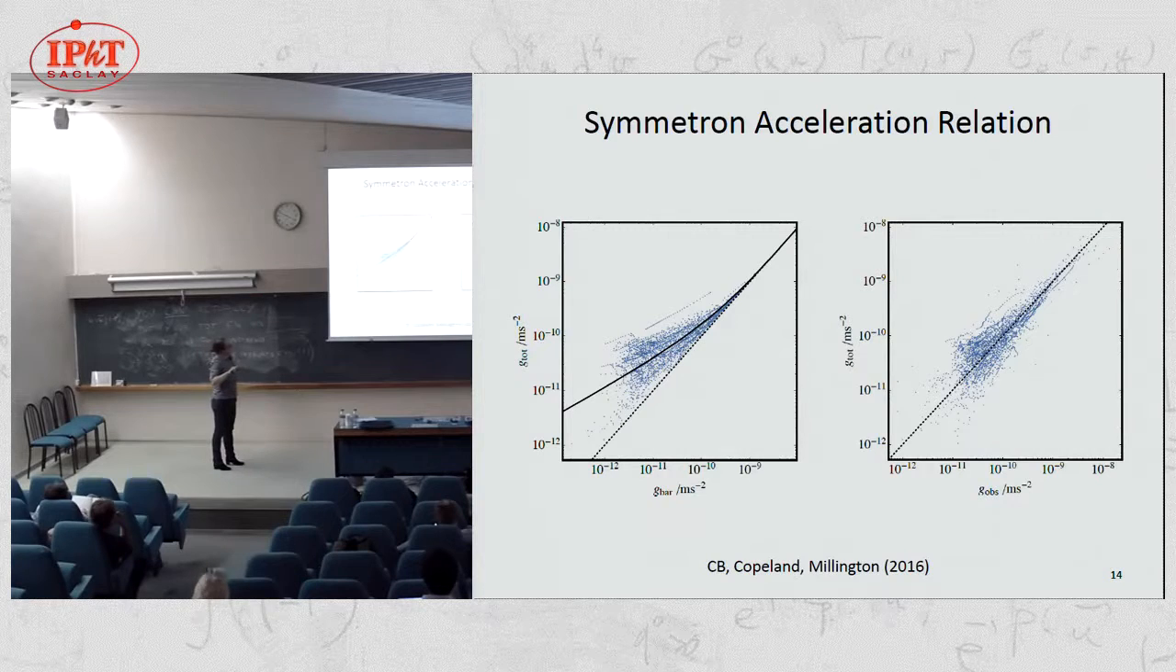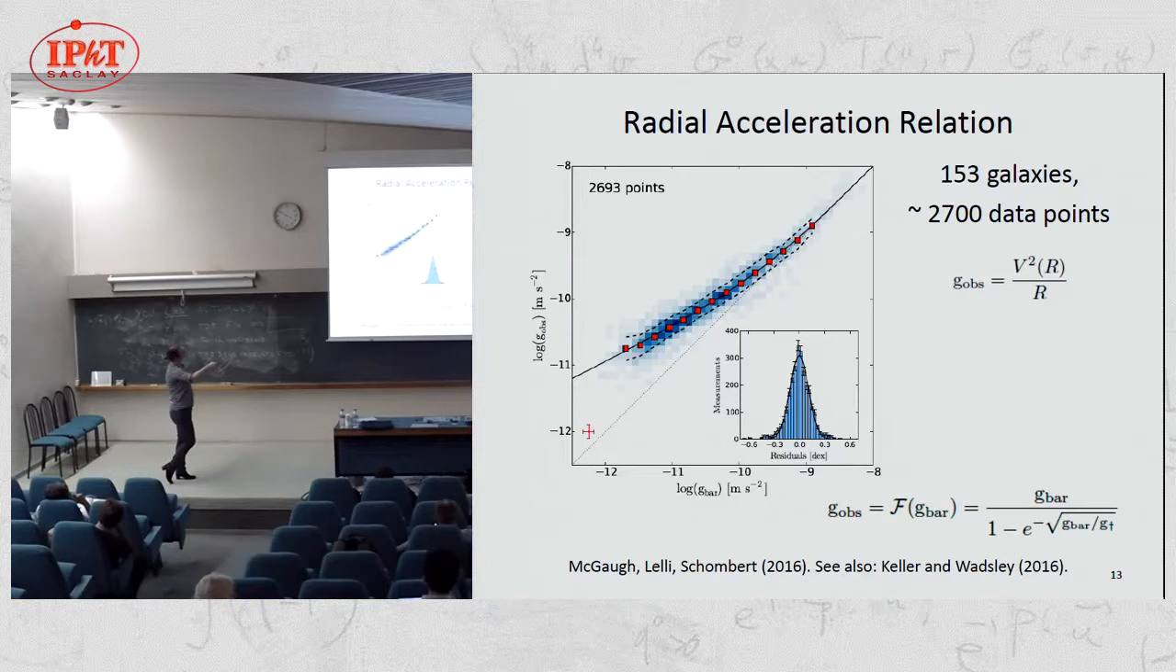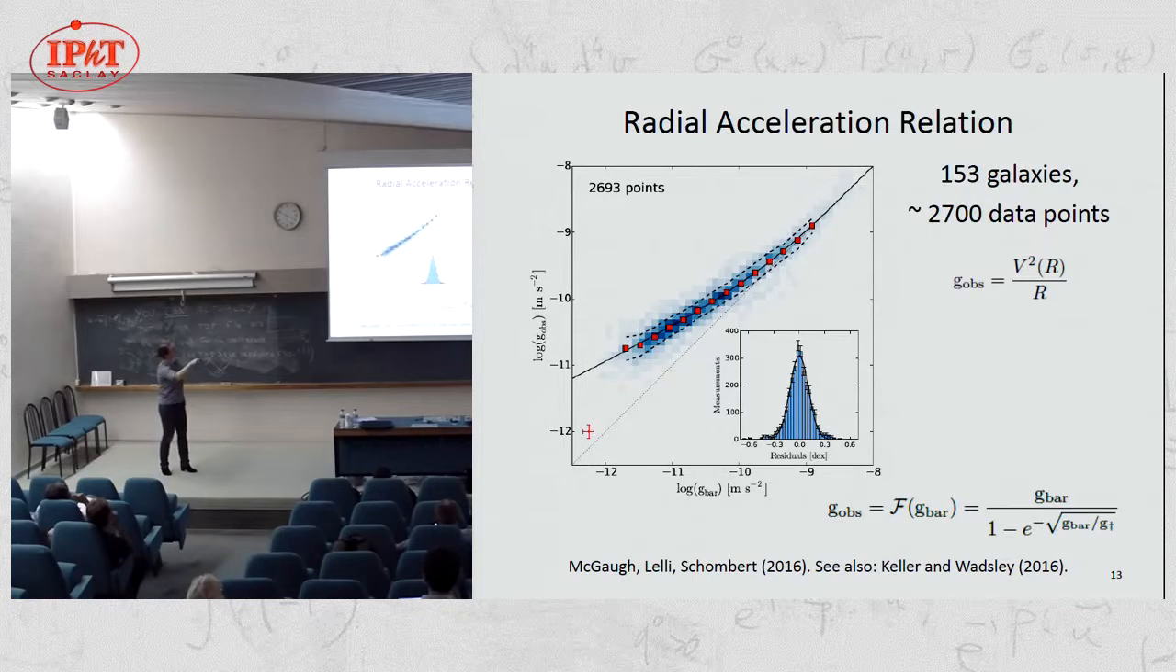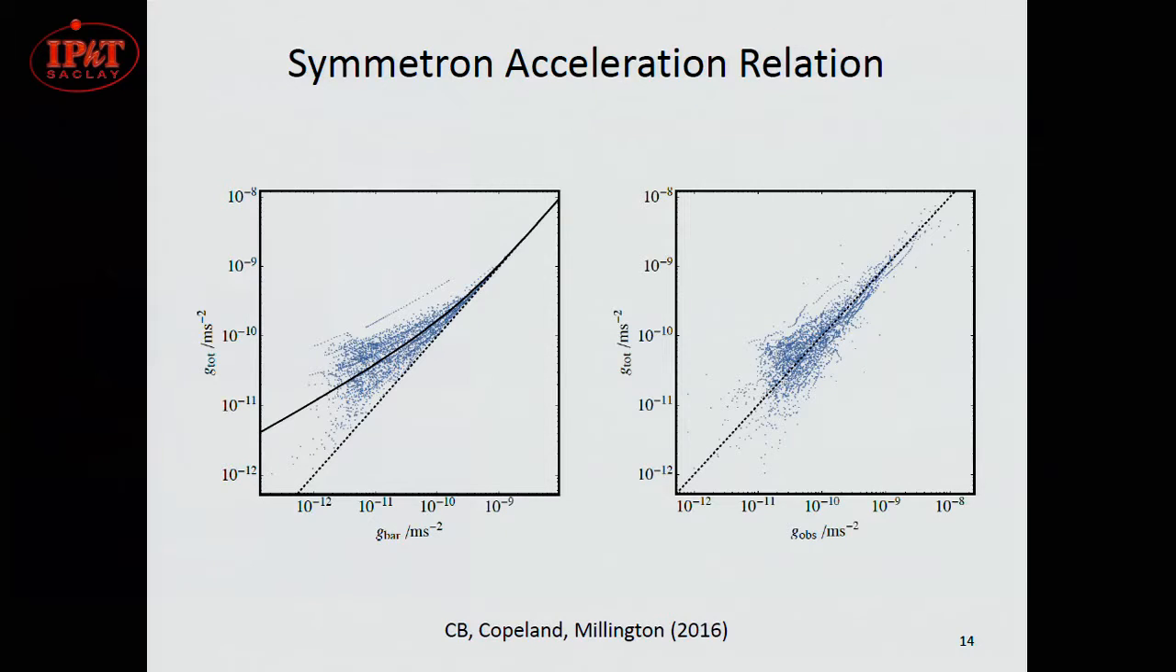So this is again the acceleration just from the baryons, and this is now the total acceleration that we would predict if you put in a symmetron fifth force and no dark matter. So the scatter here maybe looks a little bit larger than what was on the previous slide, but in fact this is just because they've binned their data and we haven't binned it by galaxy.